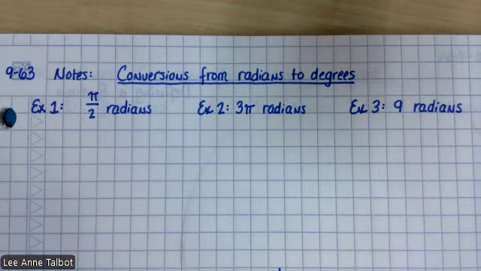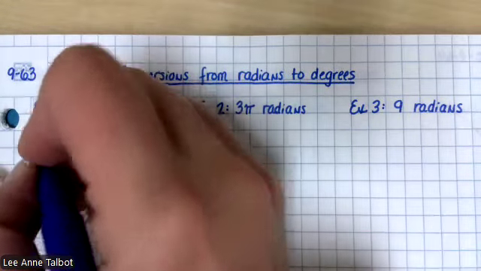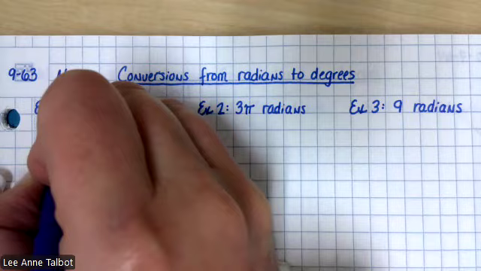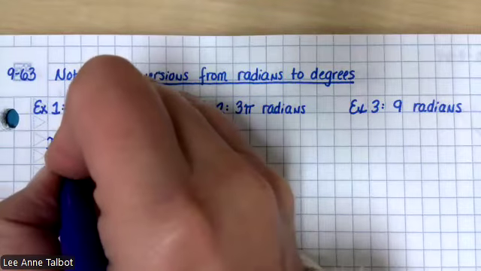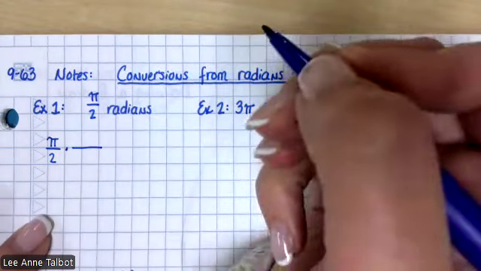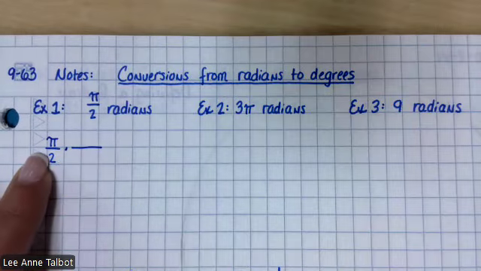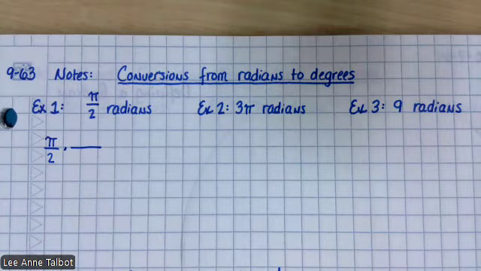Conversions from radians to degrees. Okay, so they gave me pi over 2 radians. I'm going to start with pi over 2. This one is a fraction. So I'm going to put times line my fraction bar. I'm going to line it up with the fraction bar on this side.